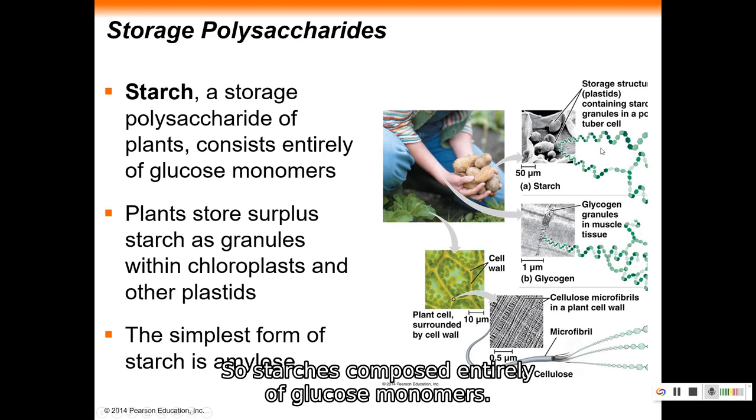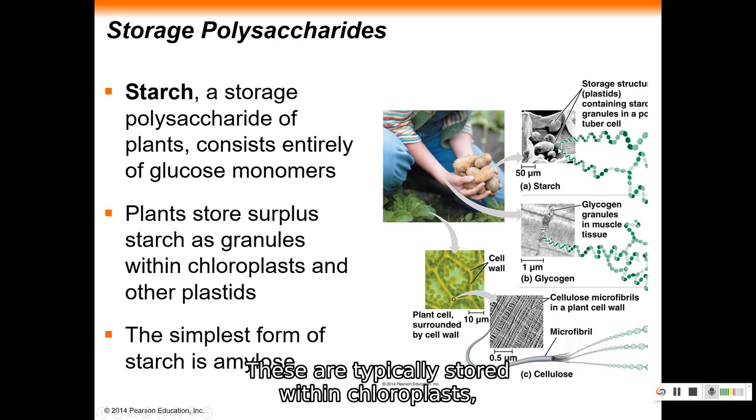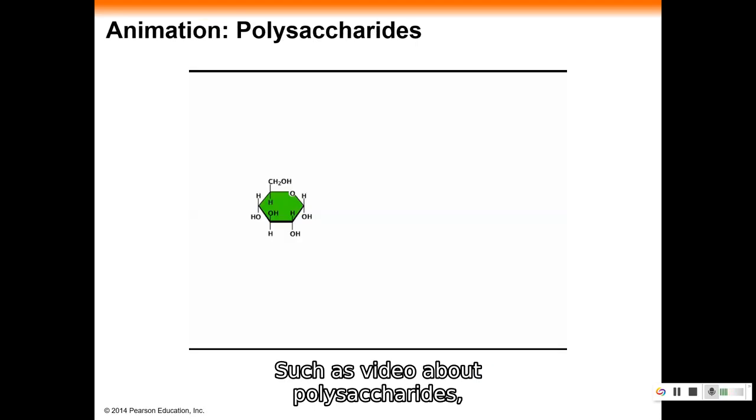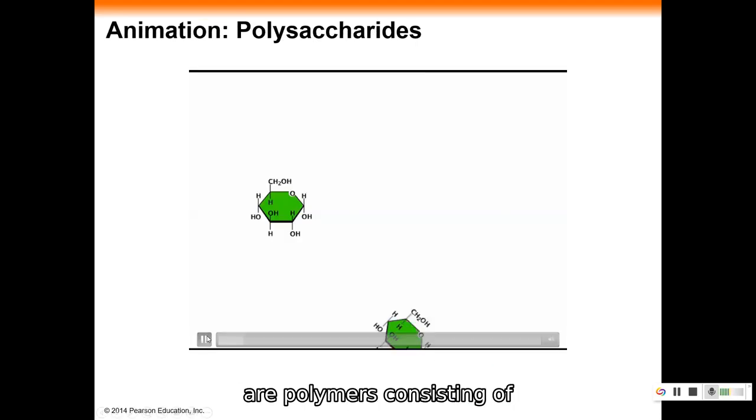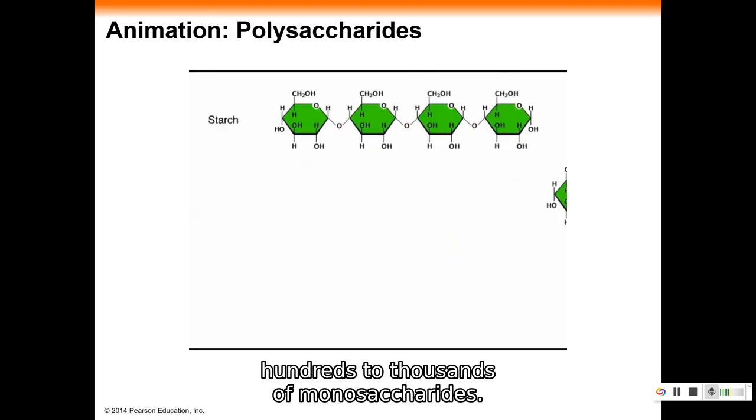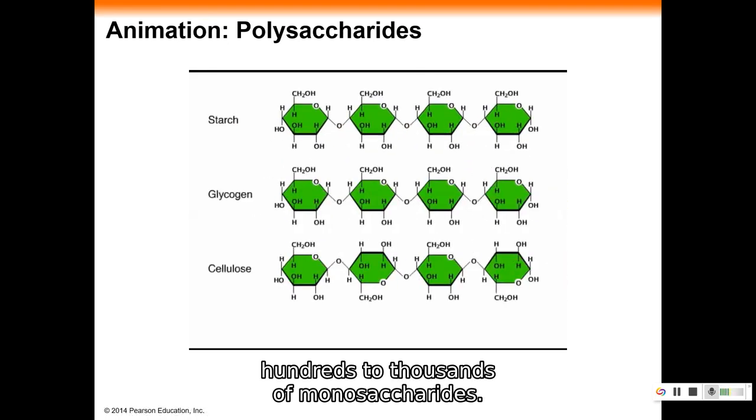So starch is composed entirely of glucose monomers, and these are typically stored within chloroplasts and other plastids in a plant cell. And the simplest form of starch is going to be a compound called amylose. Let's watch this video about polysaccharides. Polysaccharides are polymers, long chains consisting of hundreds to thousands of linked monosaccharides.